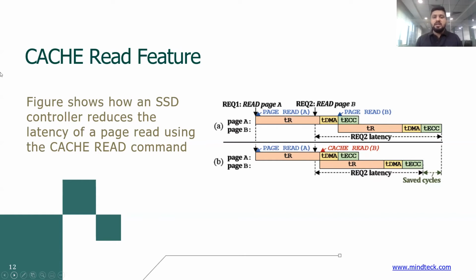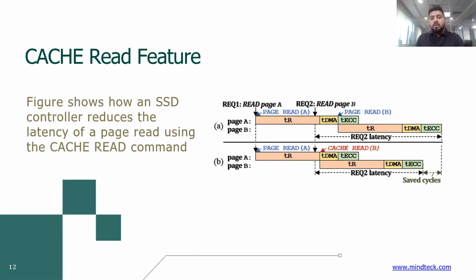As we see in the diagram, in diagram A we are trying to read two pages. In page A, when we are completing the transfer of data of page A, at that point of time we start reading page B. This way we are saving some cycles in the page read operation, and this scenario is called a page read.